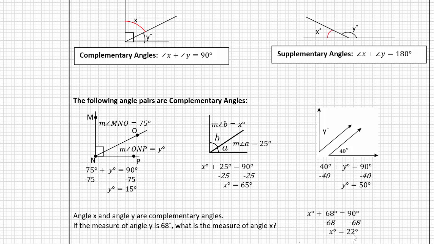Did you come up with 22 degrees? Well, here's my work, and in doing so, if the angle y is 68 degrees, x has to be 22 in order for them to have a sum of 90 degrees. Let's try some work with supplementary angles.